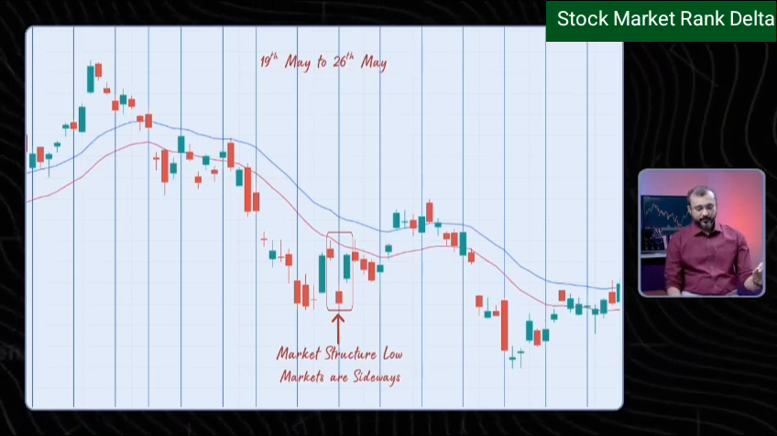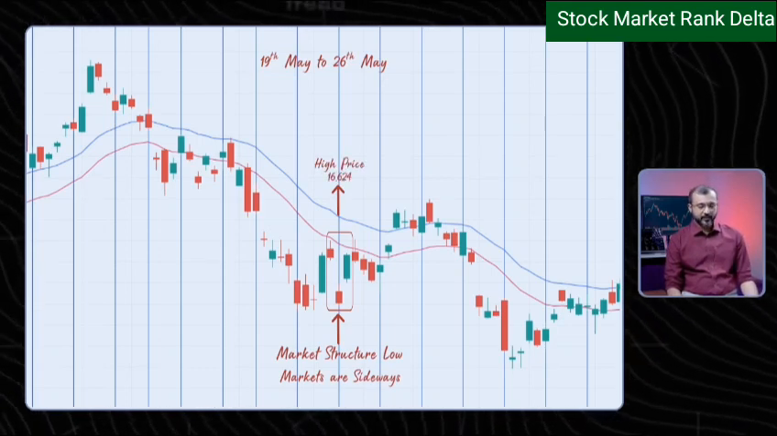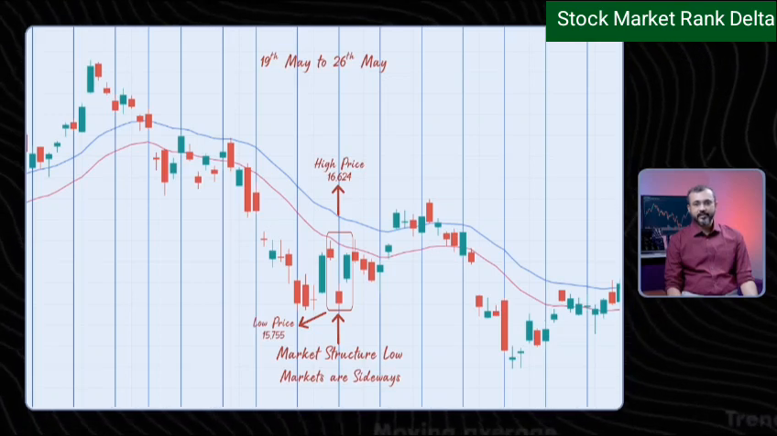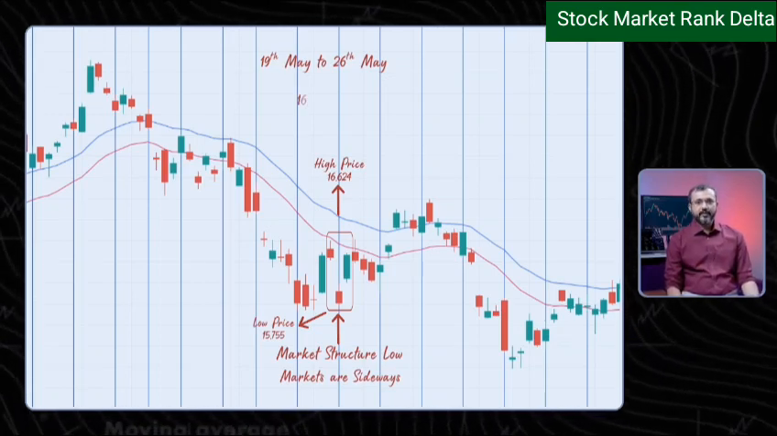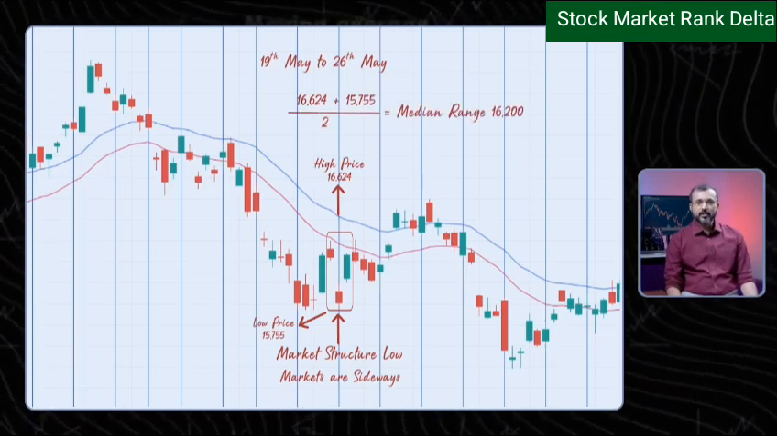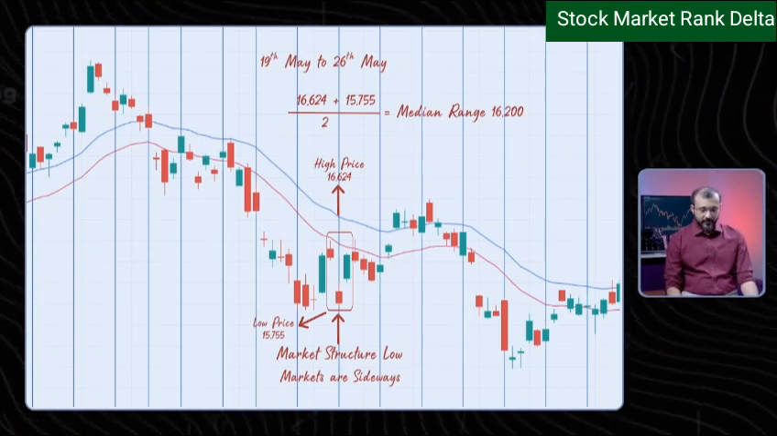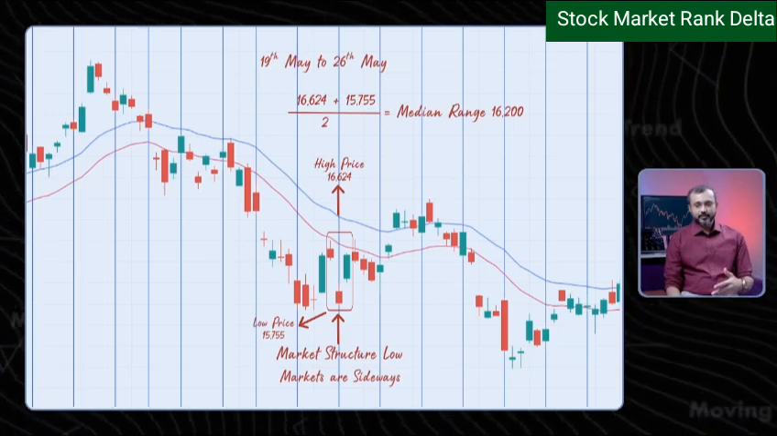So the high value is 16,624. That's the moving average value. The lowest point of the market structure low is 15,775. We add that and divide by 2, which is 16,200. So we short the 16,200 straddle somewhere around 300 points, 350 points, and we keep on carrying this position.